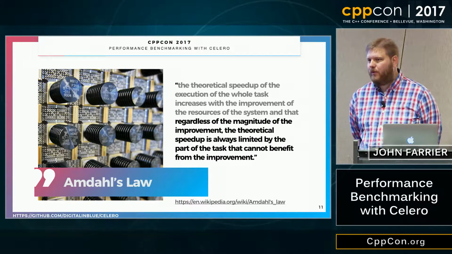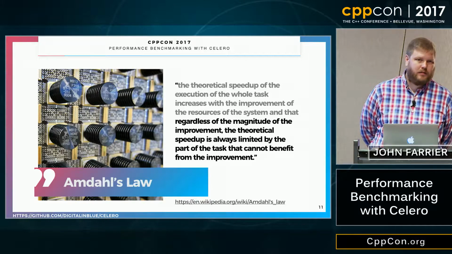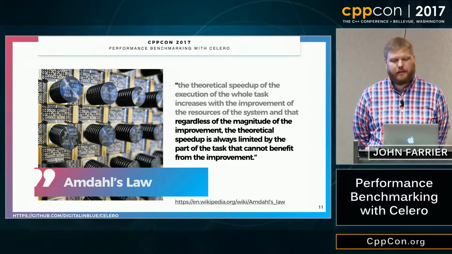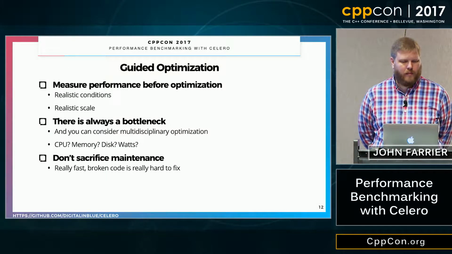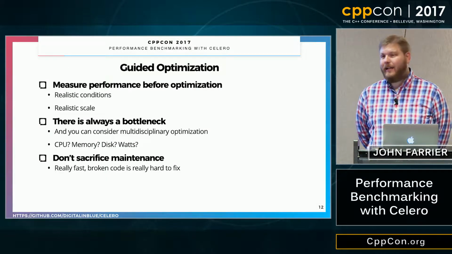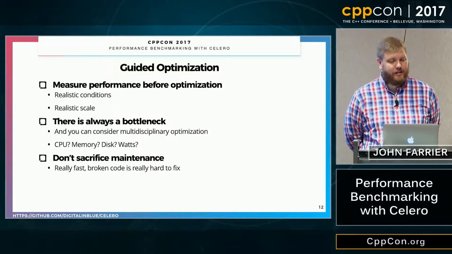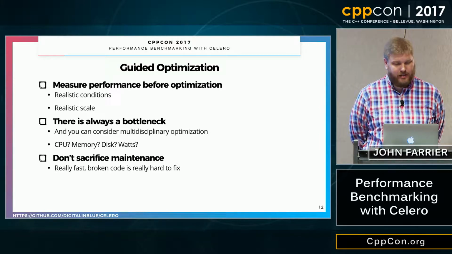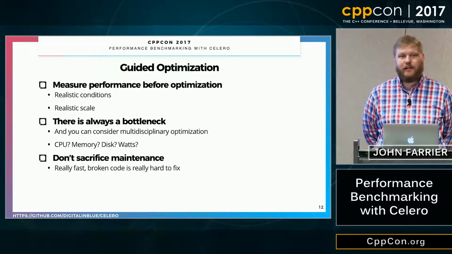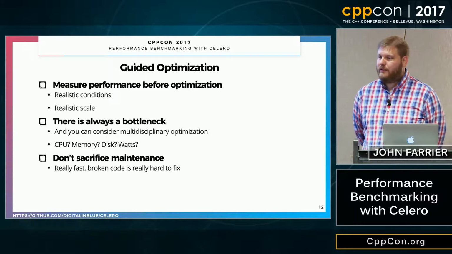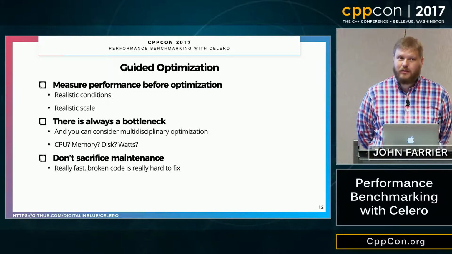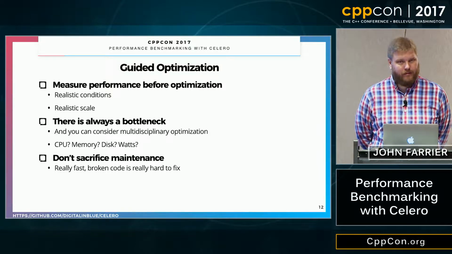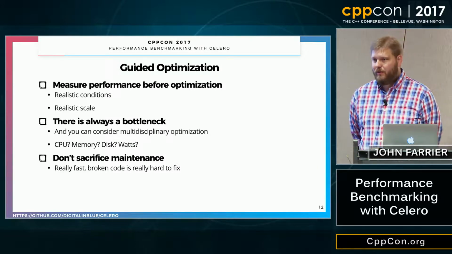So that's something to keep in mind whether you're doing micro-benchmarking or performance-based measurements, dynamic profiling, those types of things. Always have guided optimization. That is, measure the performance prior to doing any optimization. Make sure you have realistic conditions and you're operating at a realistic scale, because a lot of problems you only find at scale. So that's something to keep in mind. There's always a bottleneck. There's always the slowest part of your code.